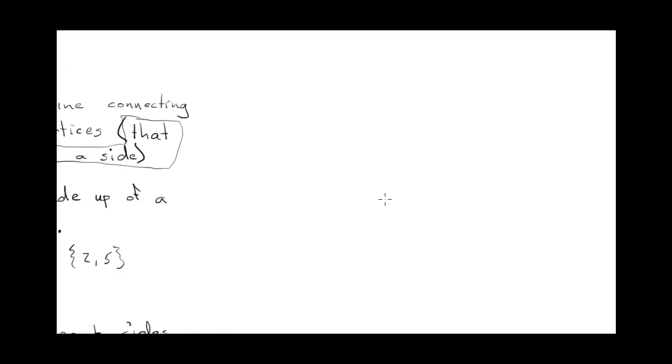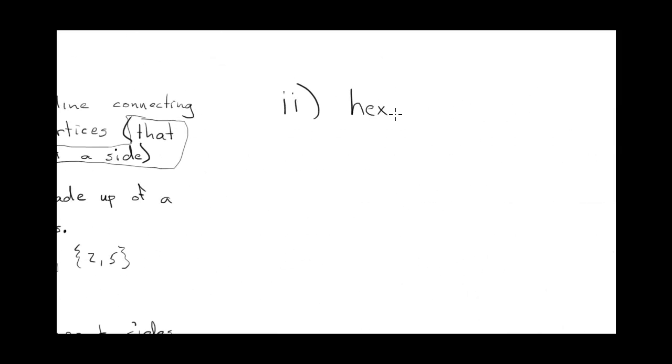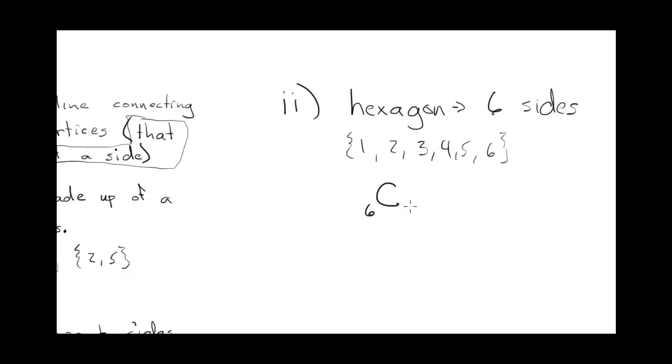Part 2 for a hexagon. Well, you have to know what a hexagon is, right? A hexagon has 6 sides. Well, you're going to do the same thing. This time we're going to have 6 vertices, and we're going to pair them. So it would be 6 choose 2, which would be equal to 15.